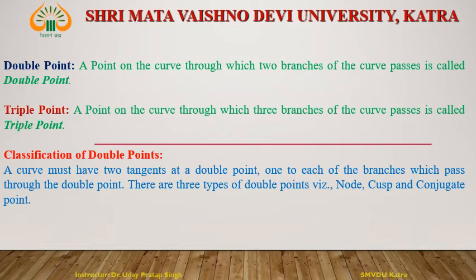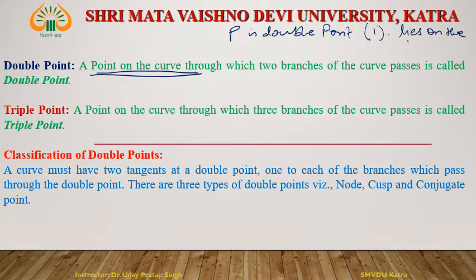What is a double point? A point P on the curve. Remember that this point always lies on the curve. The first condition is that it lies on the curve. Later on we will see this in the example. And if at that point P two branches of the curve pass, then this is known as a double point. If three branches of the curve pass, then it is known as a triple point.